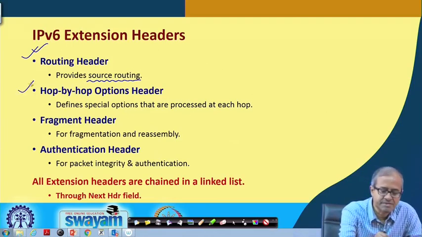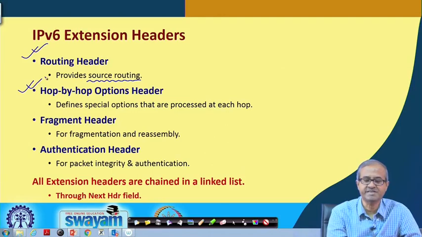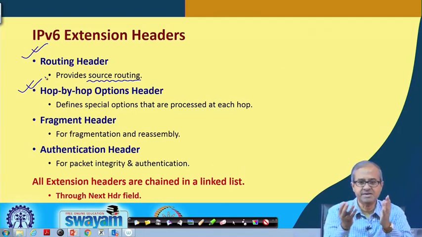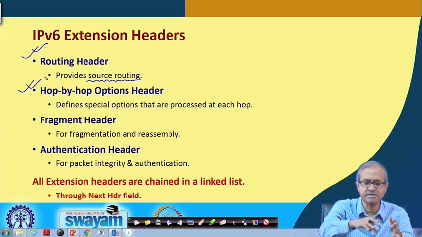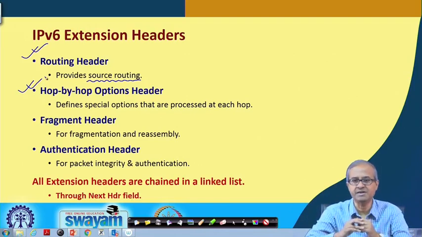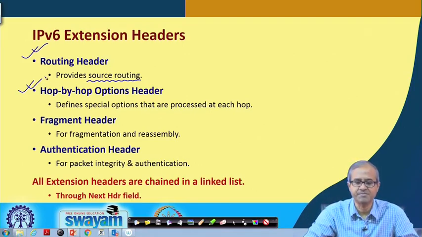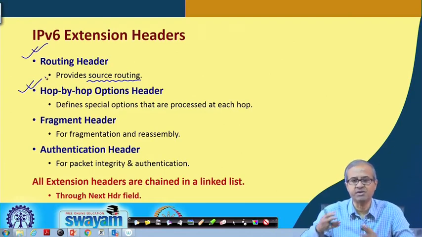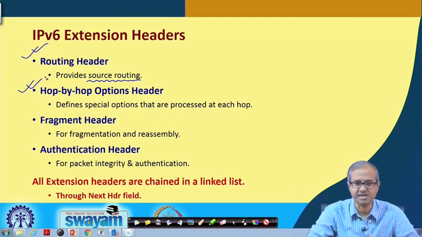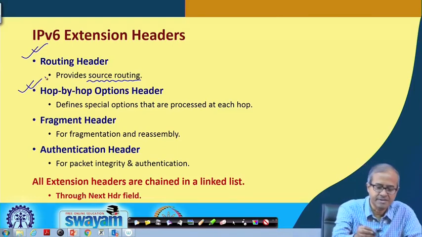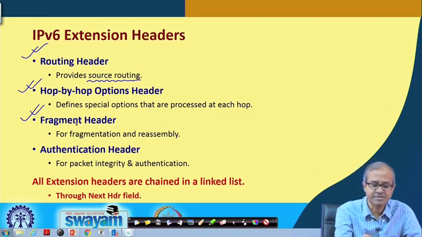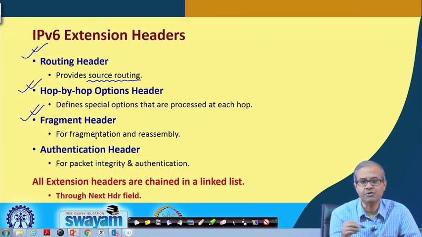Second comes the hop by hop options header. This again depends on some applications: whenever you move from one host to the other, you can check for certain conditions. Depending on that, you can decide whether to forward the packet, not forward, or do something else. Then for fragmentation, you have the fragment header. This will contain information just like in IP version 4, which helps in fragmentation and reassembly: some flags, fragment offset, and so on.